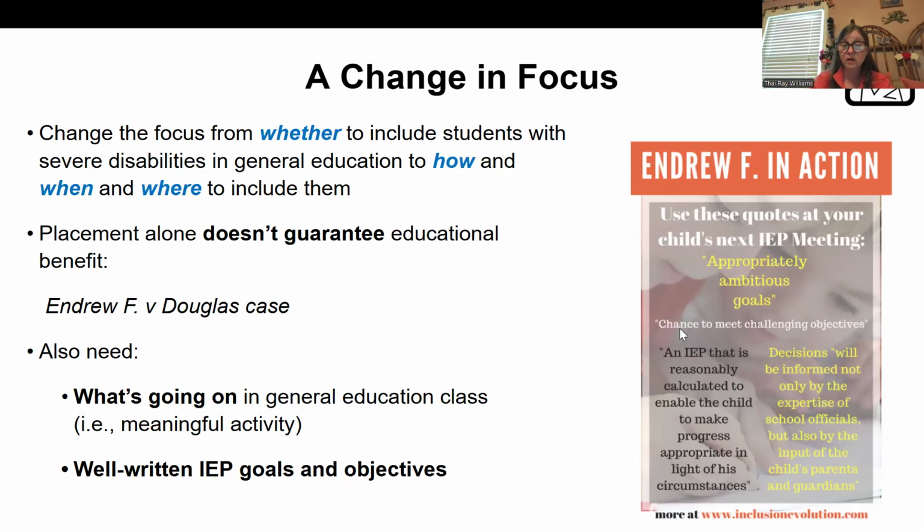So we need to know things like what's going on in the general education classroom. Are there activities occurring that are meaningful? For example, when I was in Montana, we had farmer in the classroom, and many of our students' parents were farmers, they lived near farms, they were farmers in their family. So that was a really meaningful activity for our students to participate in.